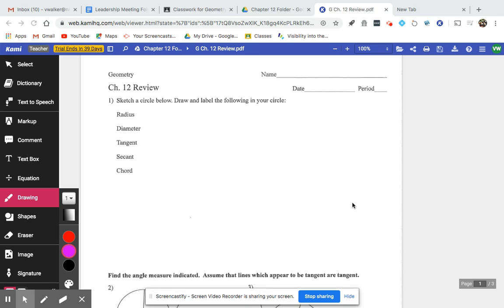All right, what's up, geometry? We are doing the chapter 12 review. This will be the answer key for you in case you are tripped up on a few questions here.